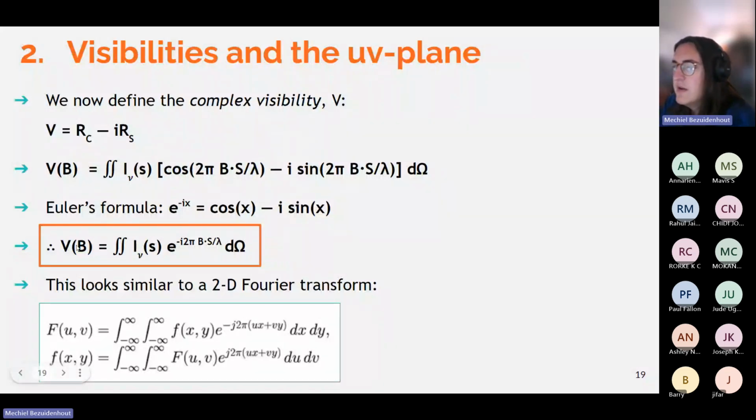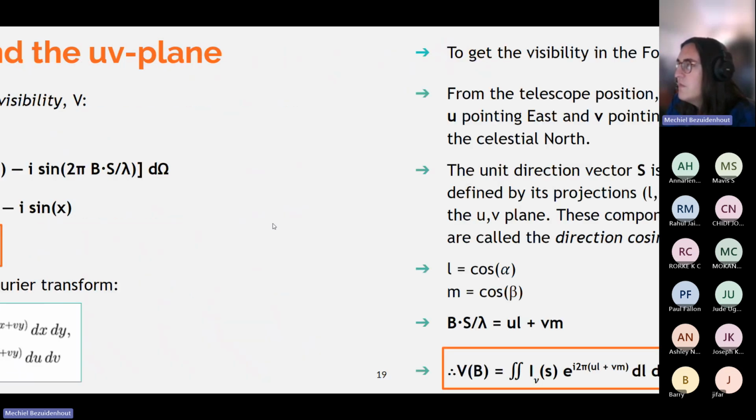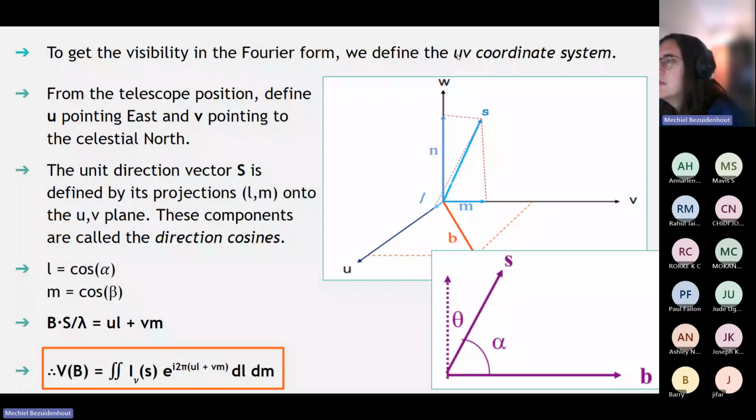Now, if we look at our equation for the visibility, it looks very much like a Fourier transform, where the visibility would be the capital F and the intensity would be the lowercase f. But it's not exactly the right format, because we have this b dot s over lambda instead of ux plus vy. So we have to rewrite this equation using a particular coordinate system to get it in the Fourier format, we have to define the UV coordinate system.